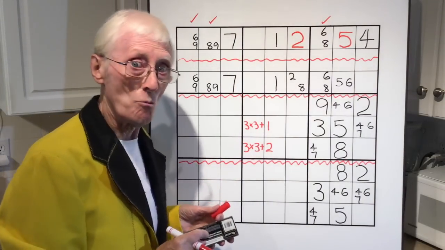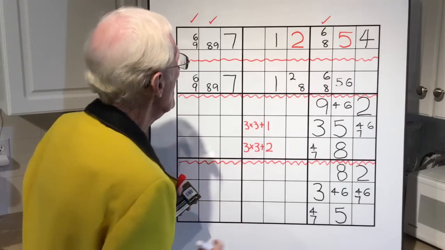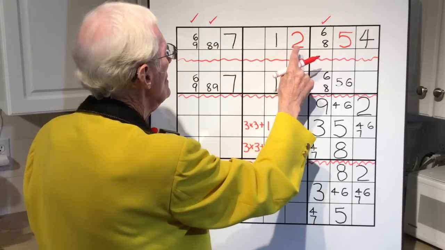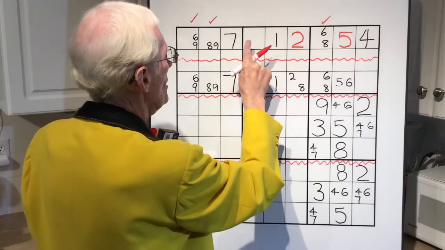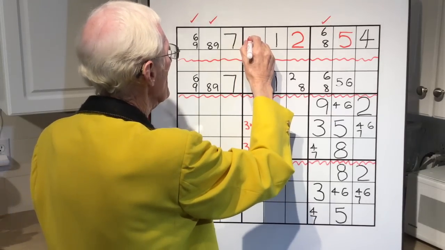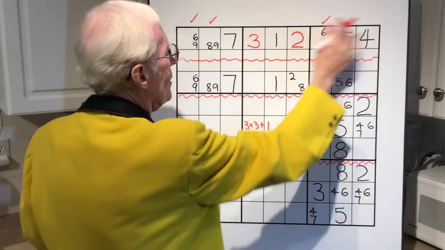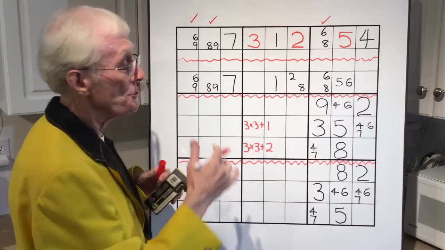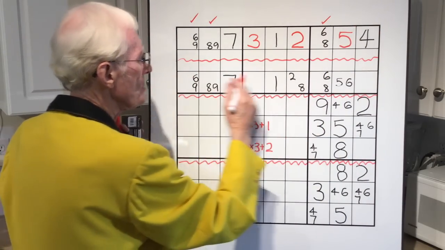You simply count from 1 to 9. Easy? So let's say 1, 2, there's no 3. Oh, it has to be a 3. Now we've got the whole row set up for future solving. Let's have a look at this one here.